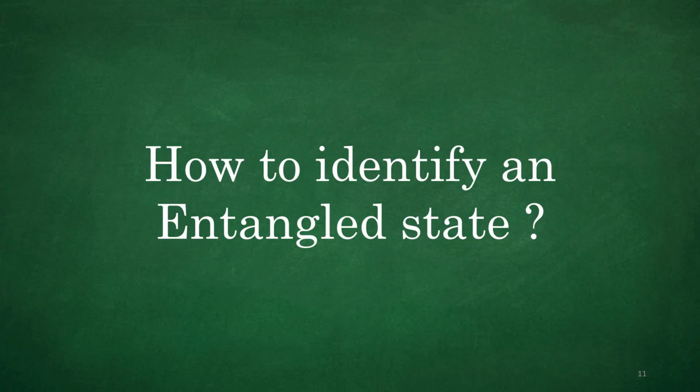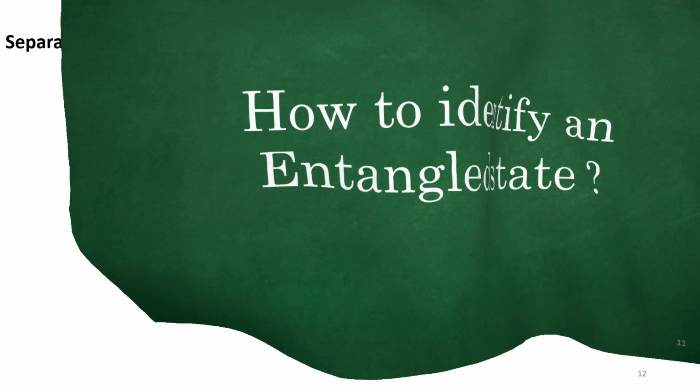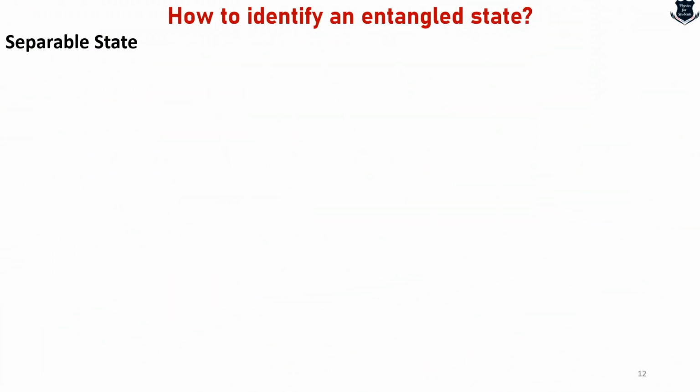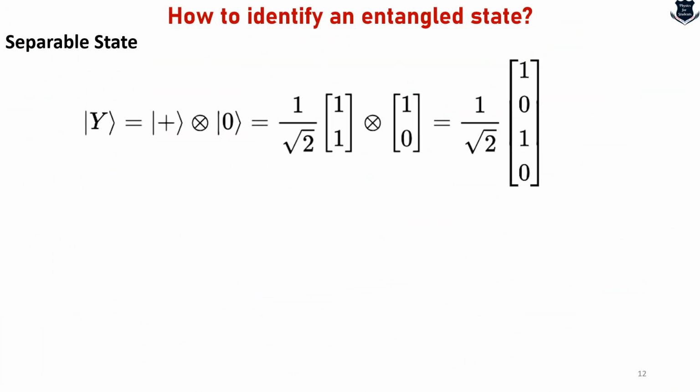This is what we are going to look into in the next part of our video. First we will take a separable state. So let us take this example. Now this is a separable state because it can be expressed as a tensor product of two single qubit states, which is the plus and the 0. I will explain the reason now.